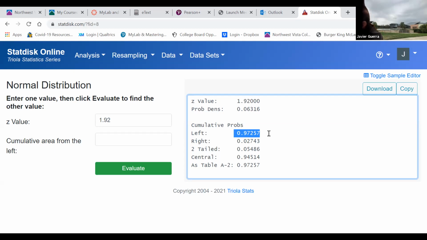You guys can check the answer in the back of the book. If you don't believe me, check it out. I think that's what the answer is for part B. 97.26.